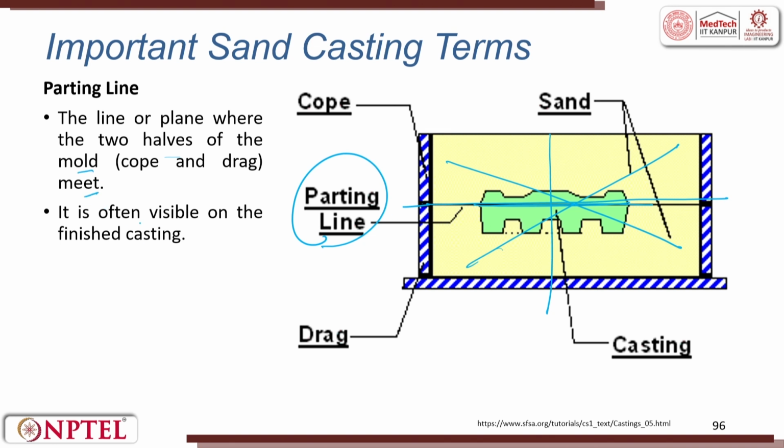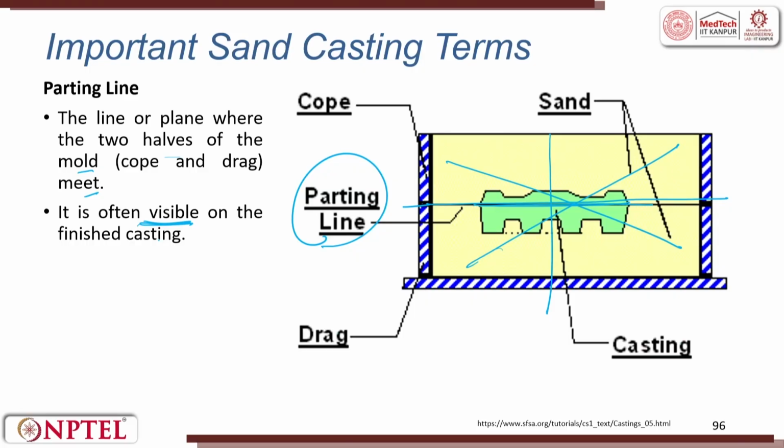It is often visible. So, when you see even your pencil box, you will see a straight line going on. Sometimes in a plastic bottle, you see a parting line. When you see a cast piece like a bell, you can see a straight line. So, those are all parting lines. It is often visible in the finished casting.